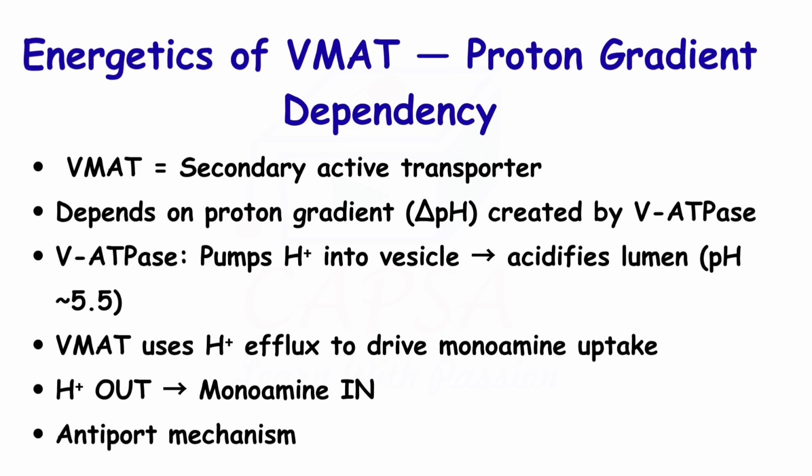To understand VMAT function, let's first talk about the energy source that powers its transport. VMAT does not directly use ATP. Instead, it is a secondary active transporter, meaning it depends on a gradient created by another energy-dependent pump. Here, that is the vacuolar type hydrogen plus ATPase or V-ATPase, which uses ATP to pump protons into the synaptic vesicles, creating an acidic vesicular environment with a pH of around 5.5.